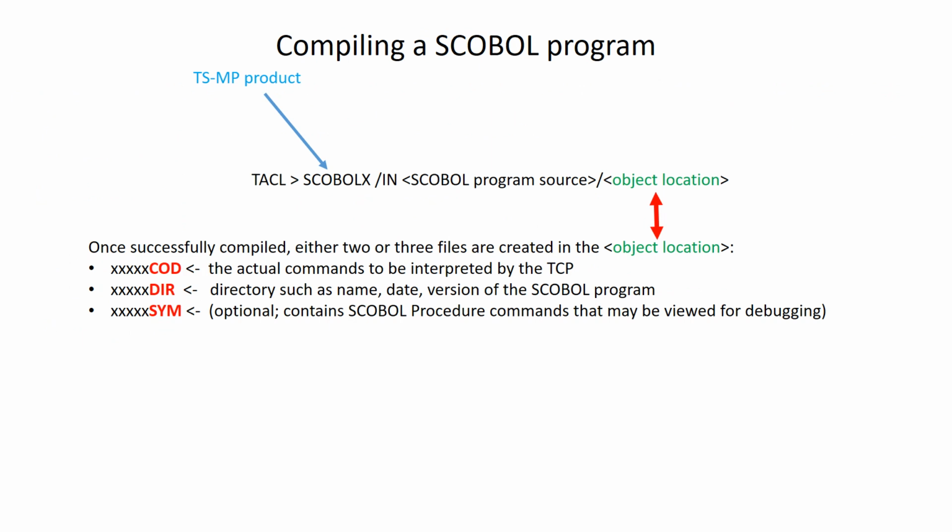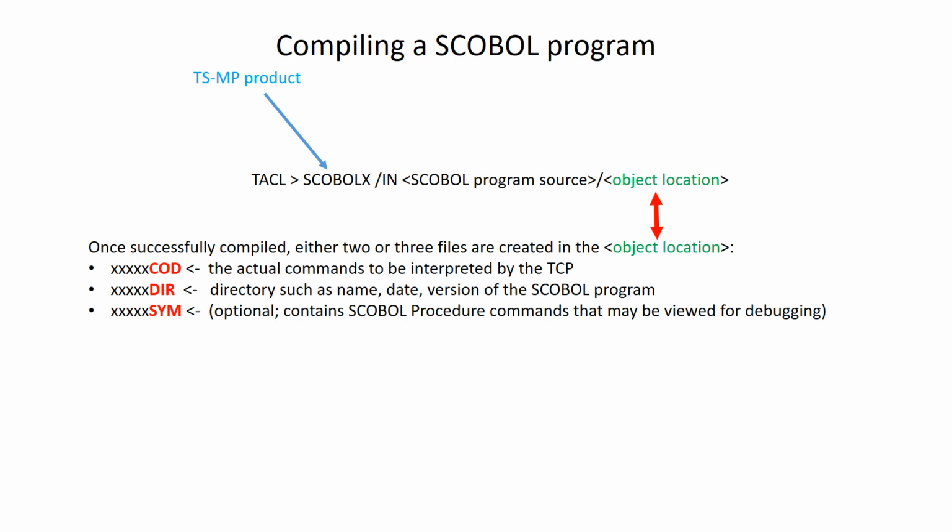How you compile a SCOBOL program is really simple. From a TACL prompt, use a TSMP product called SCOBOLX, which is the compiler. You specify your input file and you specify an object location. If the SCOBOL code compiles without any errors, you will get two files. One is called a code file, which has the interpreted instructions to be executed, and it has a directory which contains the name, date, and version of the SCOBOL program when it was compiled.